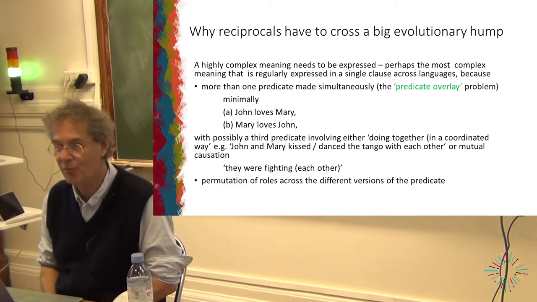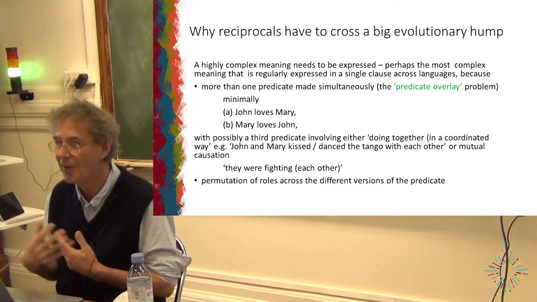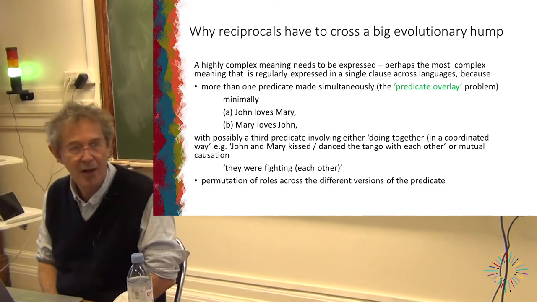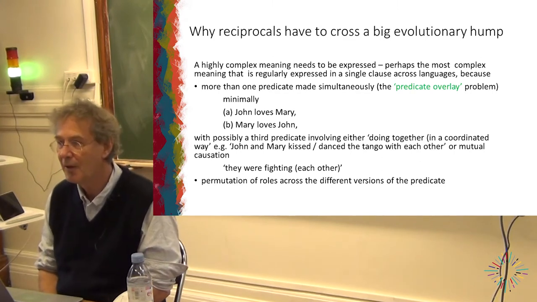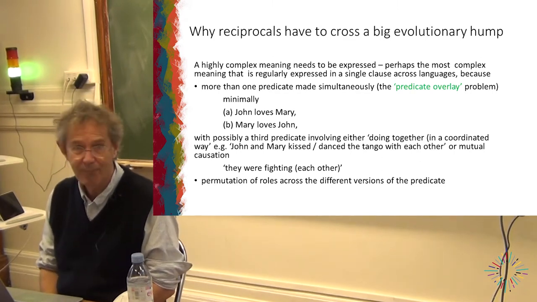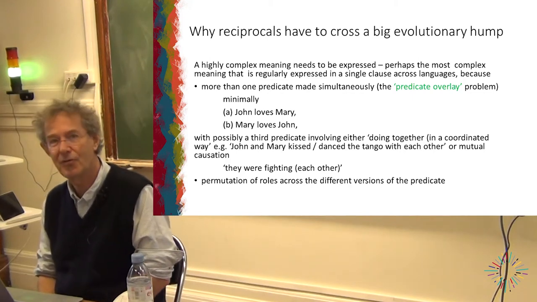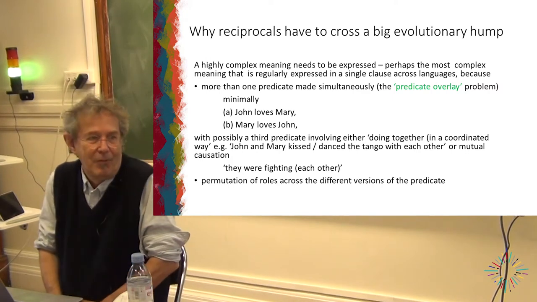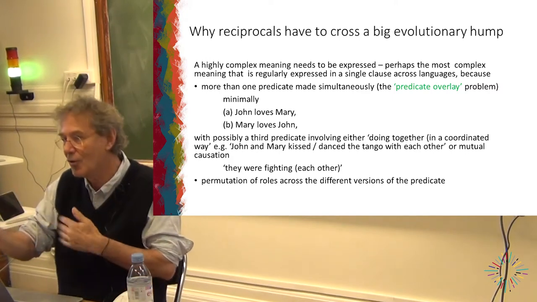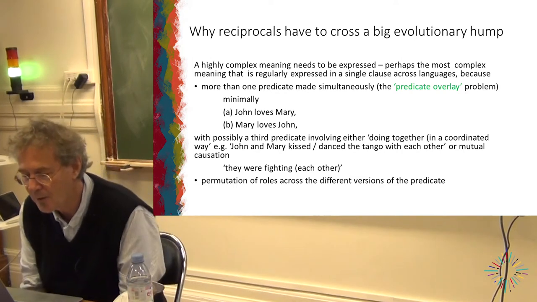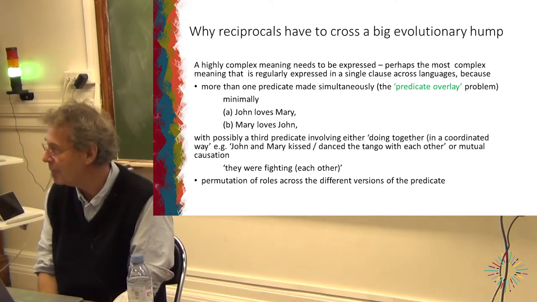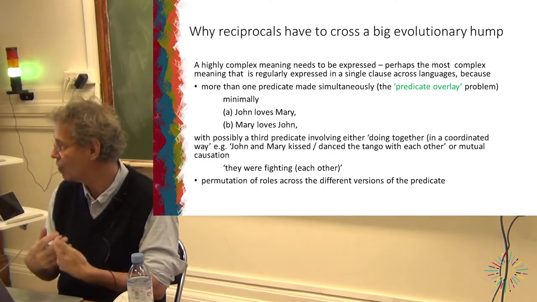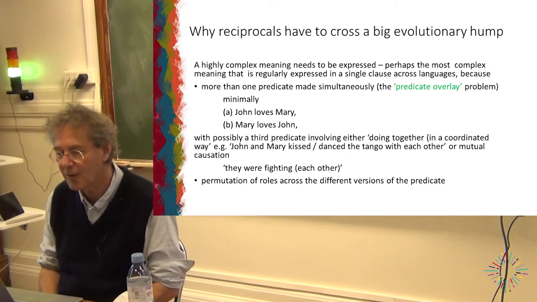Why they have to cross what I'll call a big evolutionary hump. There are languages that just don't bother to have reciprocal constructions, because as we saw last time, reciprocal constructions are fairly rare. They're sort of less than 0.1% of the time do languages usually have them. So you're not losing much by not having them, and then you just spell it out. So that is already an evolutionary hump. If you like that, you're most likely to develop distinct constructional solutions to things you have to do frequently.